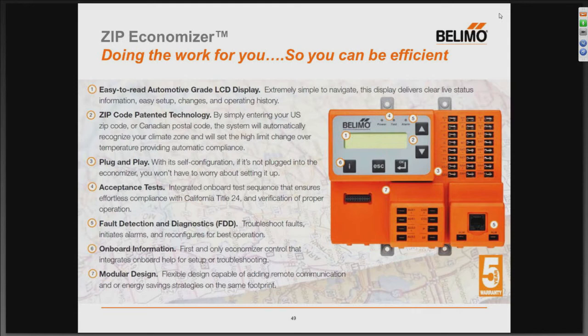If, for example, you're doing differential dry bulb, so you have a temperature sensor in the outside and a temperature sensor in the return, and your return sensor disappears, something happens to it, we'll still go into single dry bulb in order to make sure we can still economize, as opposed to just closing off the damper and turning on the compressors 100%. Onboard information, you have help every step of the way. It eliminates the guesswork. And with modular design, it's built for expansion. As you add more items to it, you can add more items to the Zip.